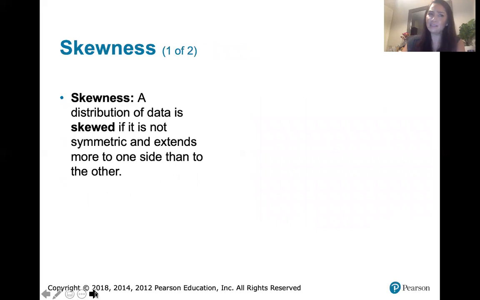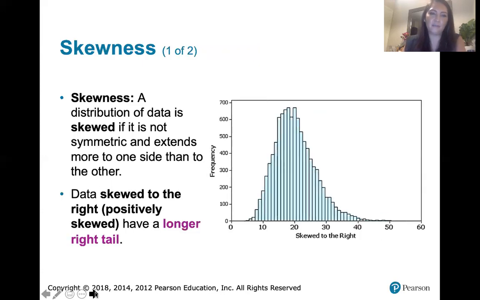Now, skewness is another property of data. We say that a distribution of data is skewed if it's not symmetric and it extends more to one side than the other. So here's an example. I've got data that is skewed to the right. Now, some students have trouble with this. They think this is skewed to the left because more of the data lies on the left than it does on the right. But this is how you want to remember it.